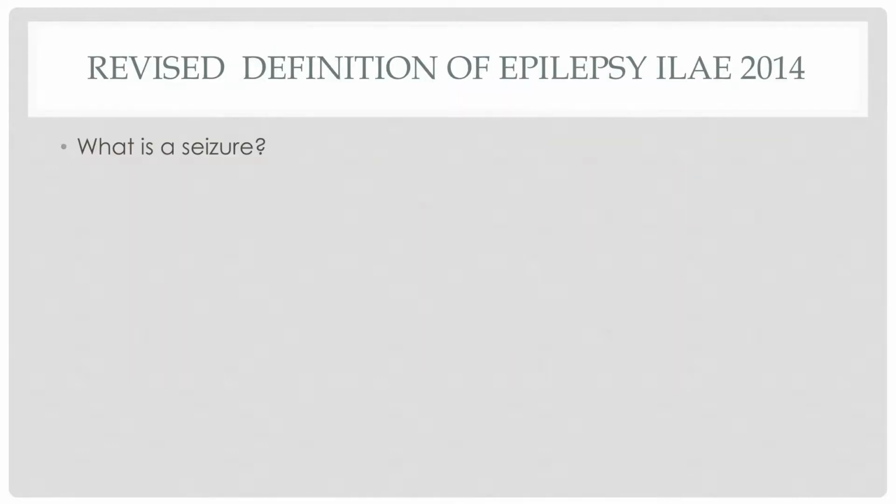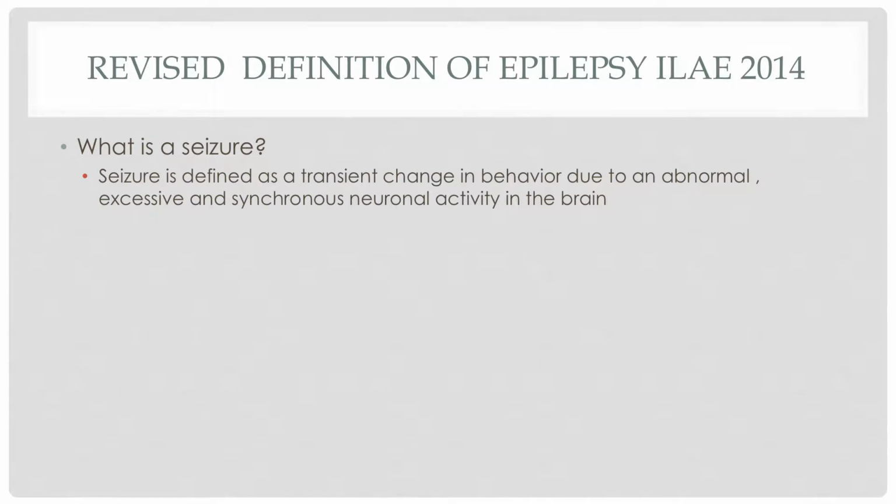So what is seizure? Seizure is defined as a transient change in behavior due to an abnormal, excessive, and synchronous neuronal activity in the brain. Seizure is not a brain disorder. It can be a manifestation of a systemic illness like sepsis, metabolic disorder. It can be due to alcohol withdrawal. We also see this in primary brain processes such as meningitis, but this is not a disorder. It's a symptom of whatever brought the patient in.